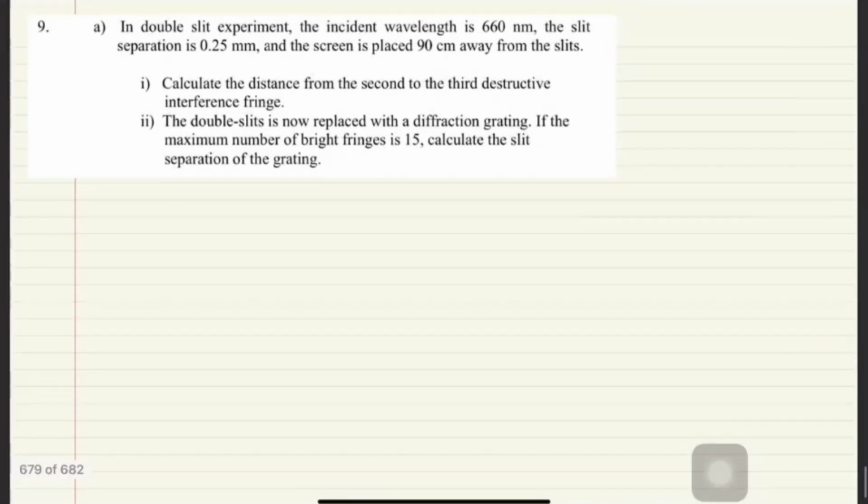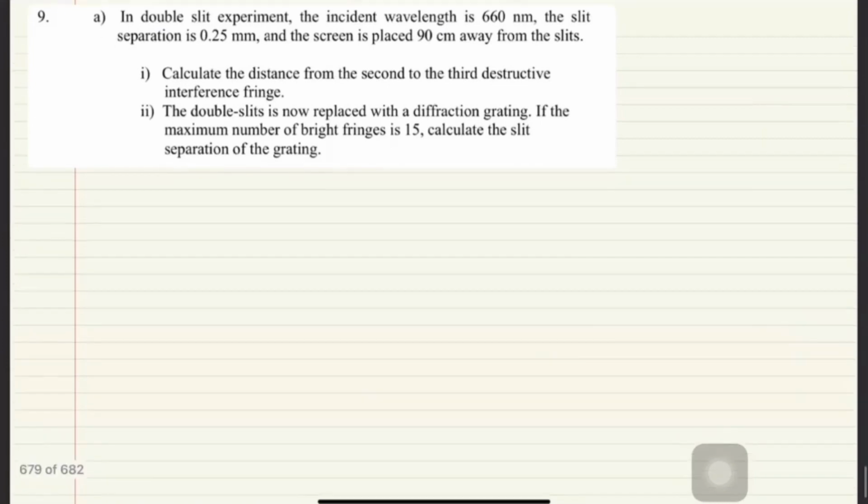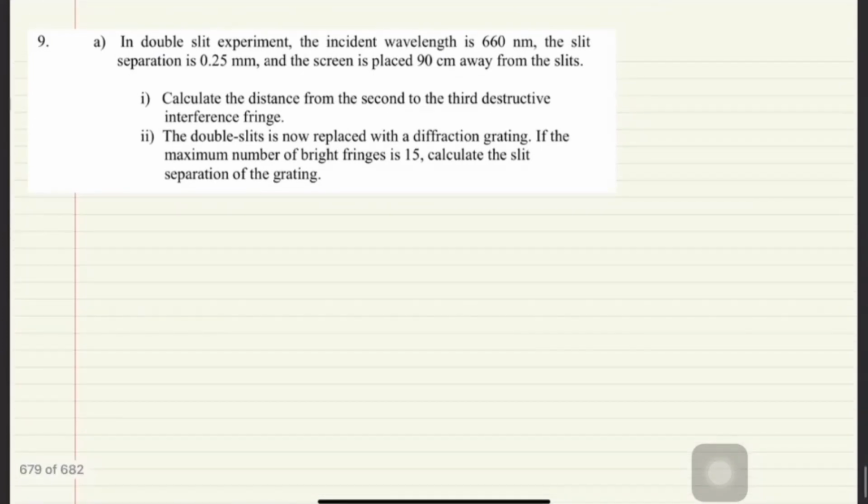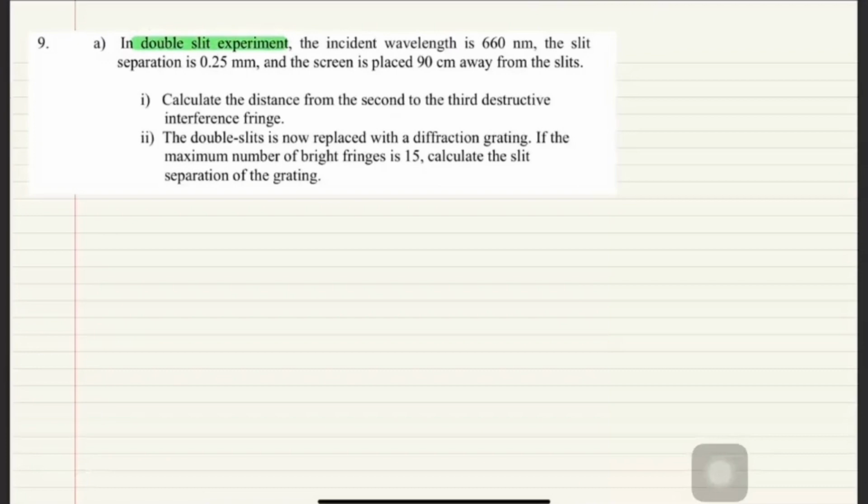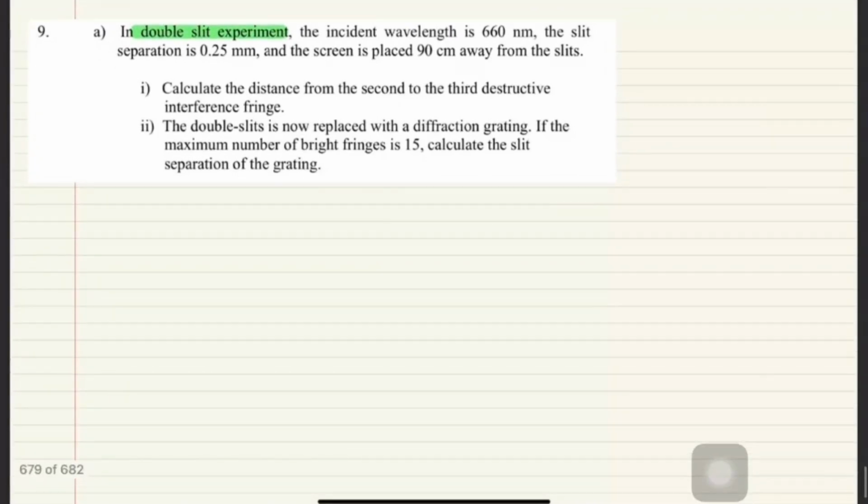In double slit experiment, the incident wavelength is 660 nanometer. The slit separation is 0.25 millimeter and the screen is placed 90 centimeter from the slit. First of all, identify ini eksperimen apa. Okay, dia kata ini adalah yang double slit. So, biasanya saya akan keluarkan formula terus lah.